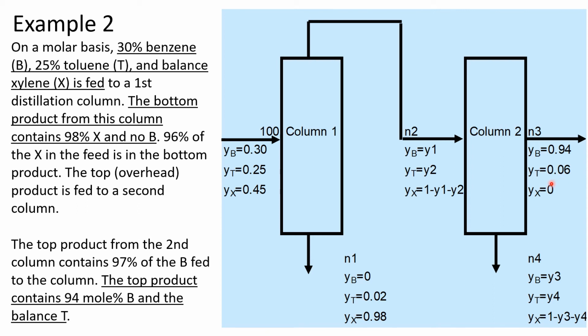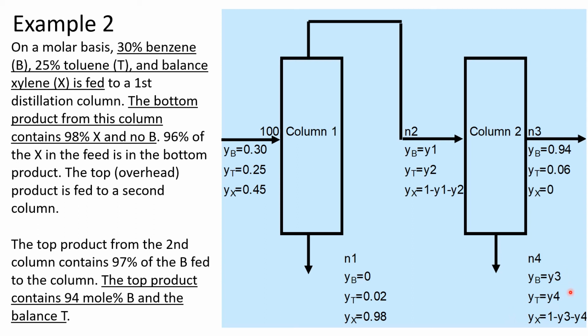All of the other compositions are given variable names. The mole fraction of benzene in the top product from the first column, which is fed to the second column, is represented by the variable y1, the mole fraction of toluene by y2, and we can calculate the mole fraction of xylene by subtracting from 1 the values for y1 and y2. Likewise, for the bottom product from column 2, we're going to assign a variable y3 to the benzene mole fraction, y4 to the toluene mole fraction, and we'll calculate the xylene mole fraction by subtracting these two mole fractions from 1.